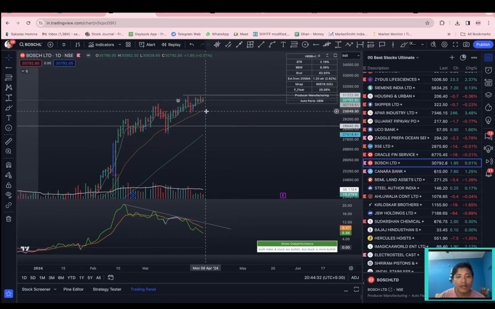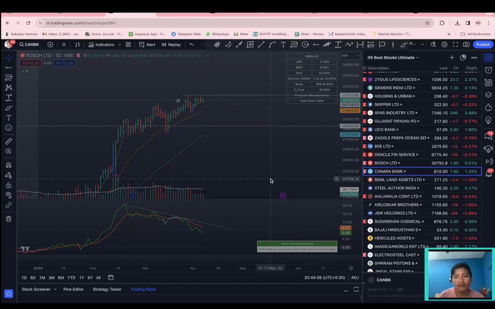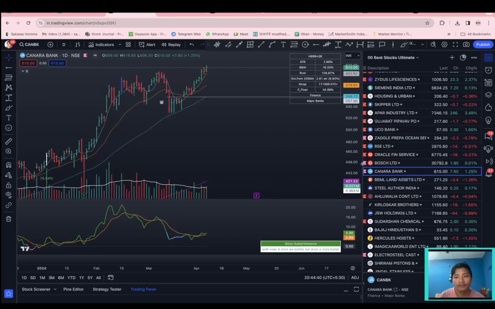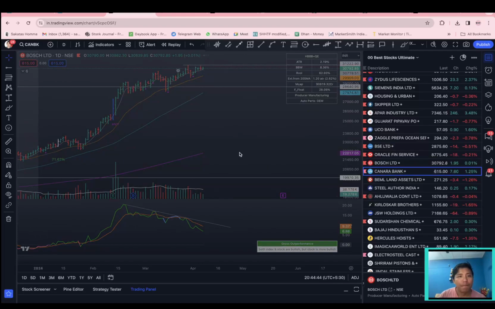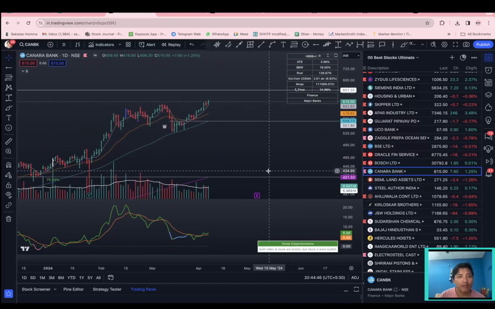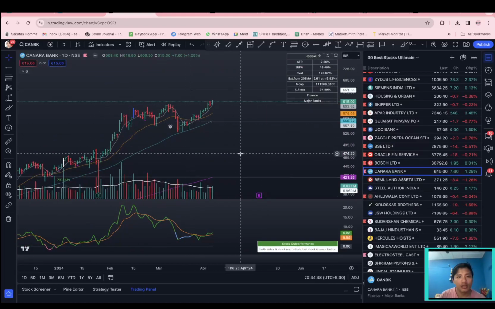If those breakouts also coincide with the MARS moving above the 9 EMA, that is a very healthy sign, right? The next one is Canara Bank. Canara Bank is gone. This was the ideal entry.